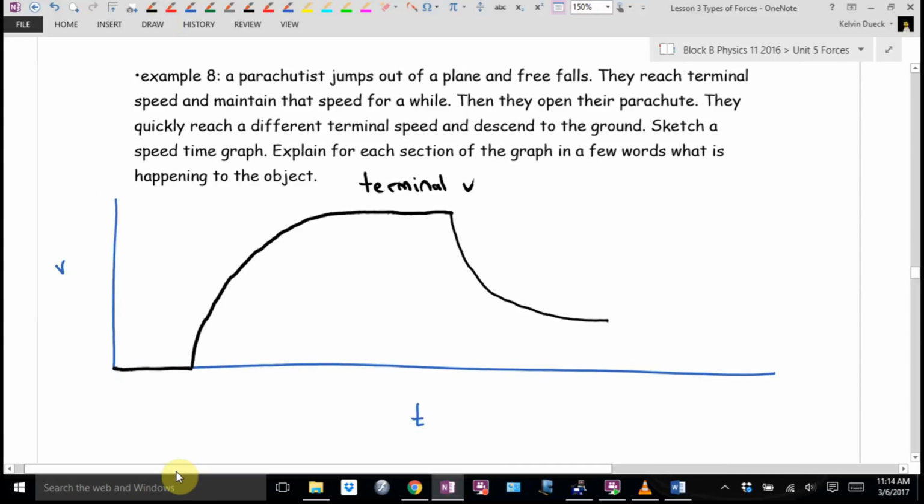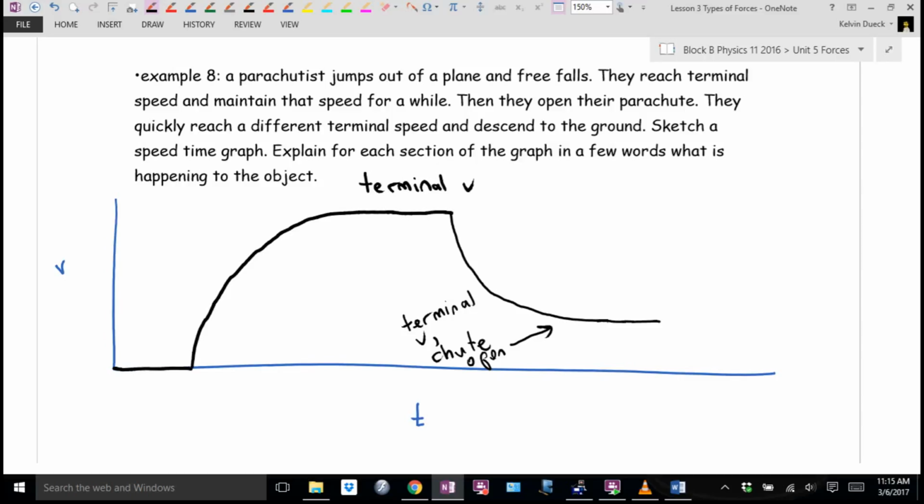I drift for quite a while. You can say terminal V, parachute open, right there. I drift for quite a while, and then eventually I hit the ground. What happens when I hit the ground? Something like that. I always make the joke that it sort of looks like the side view of an old VW Beetle. Sort of. Not quite, but sort of.